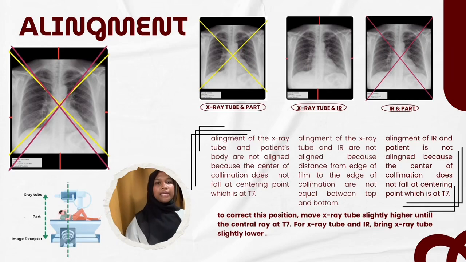And for the last one, alignment of IR and patient is not aligned because the center of collimation does not fall at the centering point, which is T7. To correct this position, move the x-ray tube slightly higher until it is centered at T7. For the x-ray tube and IR, bring the x-ray tube slightly lower.